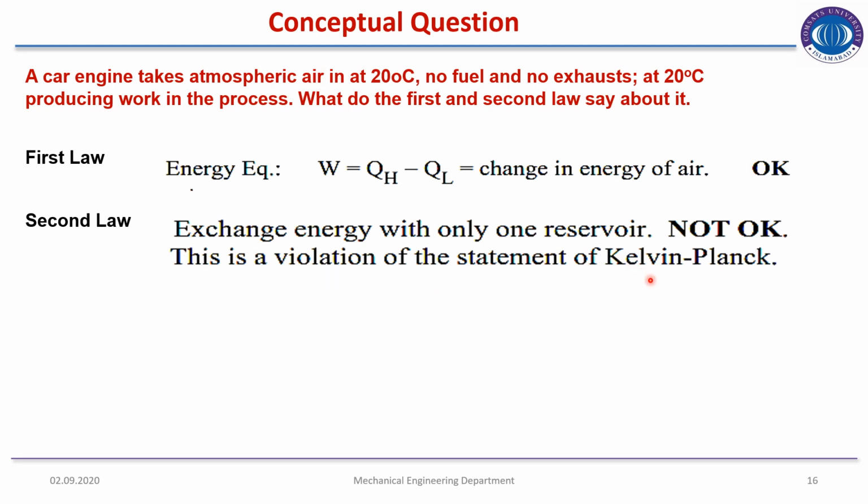According to the Kelvin-Planck statement, if we have to extract work through a heat engine or work producing device, we should have at least two thermal energy reservoirs. One that is at a higher temperature is known as the source, and one that is at a lower temperature is known as the sink. Until and unless we have at least two thermal energy reservoirs, we cannot have the process of exchanging energy.